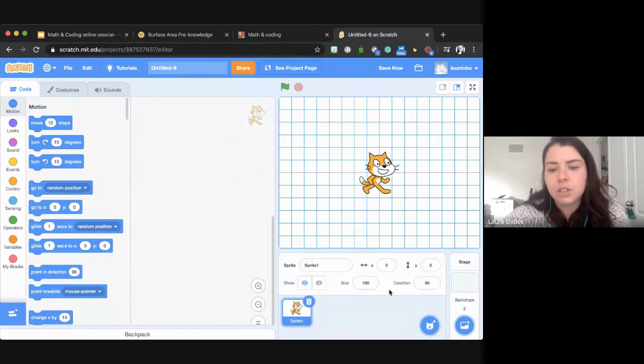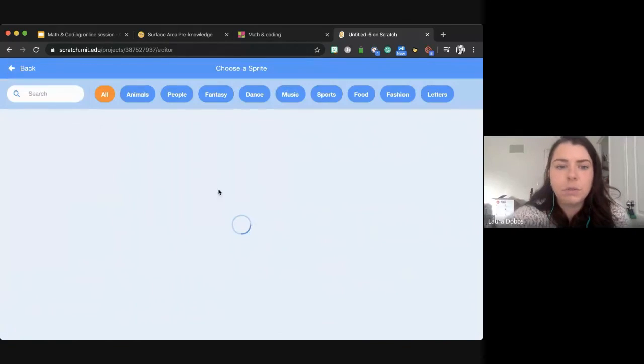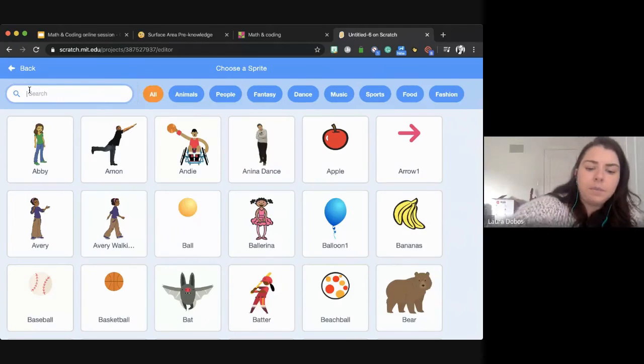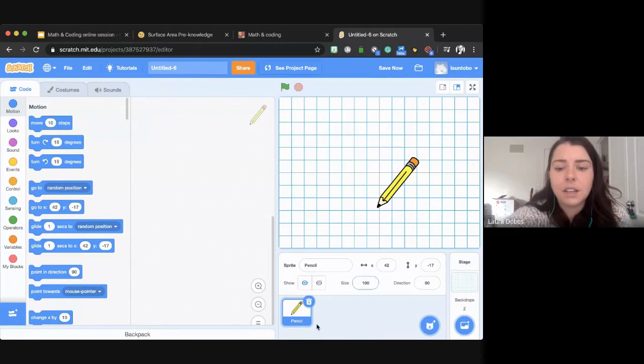Down here, this is your sprite. It's your character. Right now, I've got the Scratch Cat. I'm going to switch that out, though, so I'm going to get rid of that. I'm going to go down here, and I'm going to get a pencil. This is one of the things that students will love to play with. They really like to be creative, and that's one aspect of this where they can actually personalize the activity.